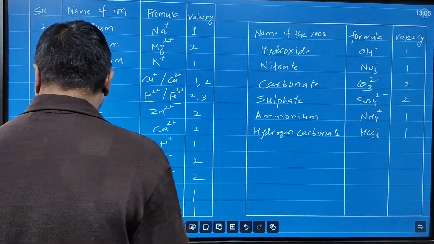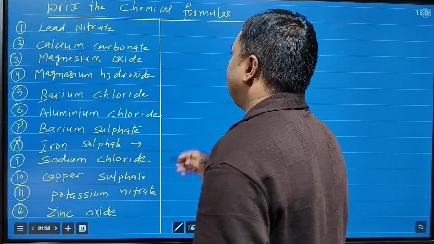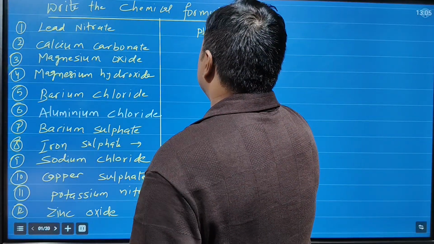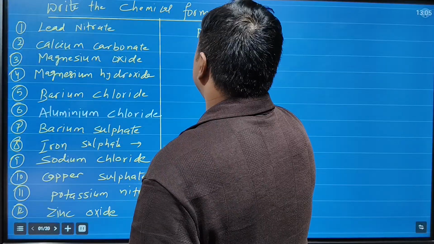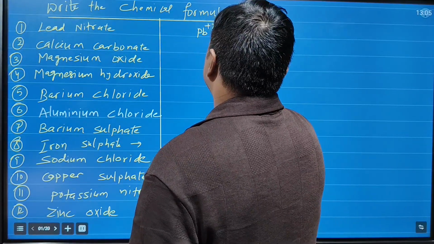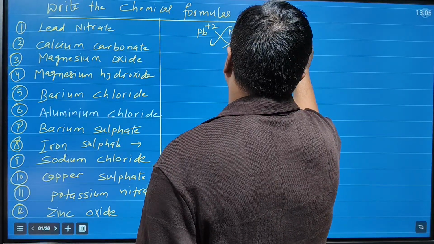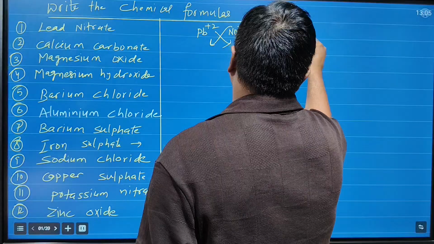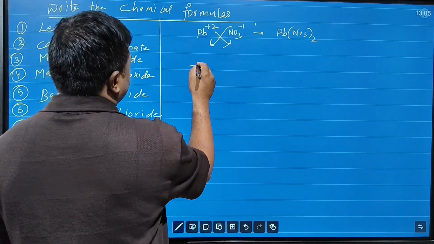So let's learn first how to write the chemical formula. I want to write lead nitrate. Lead is Pb 2+, and nitrate is NO3 1-. So the 2 will come here and the 1 will move there. So it is Pb(NO3)2.